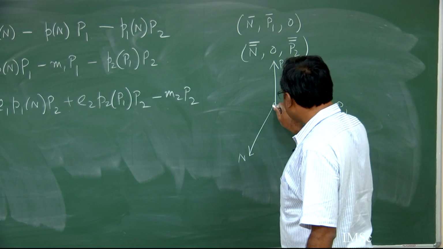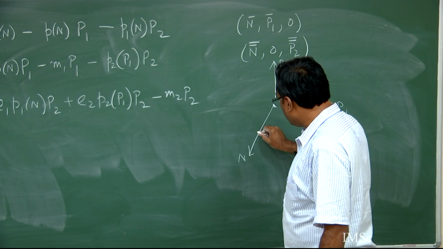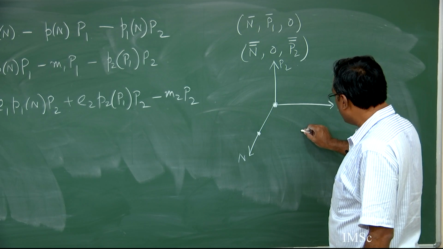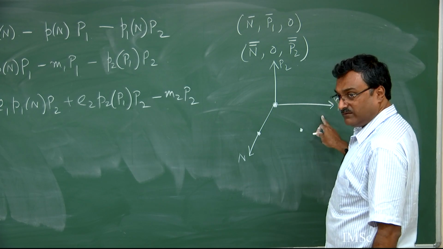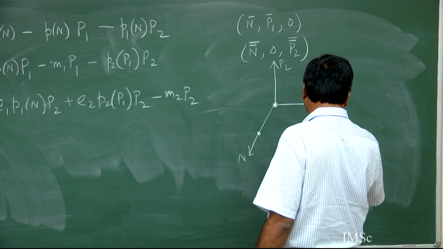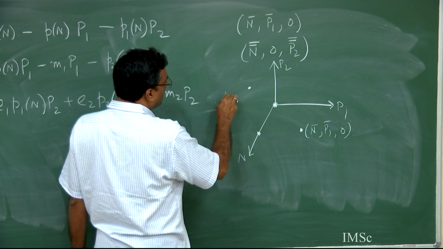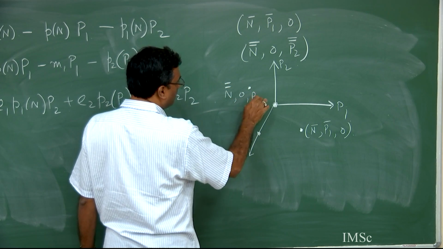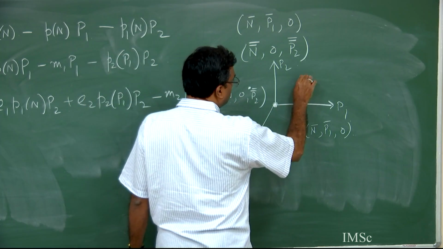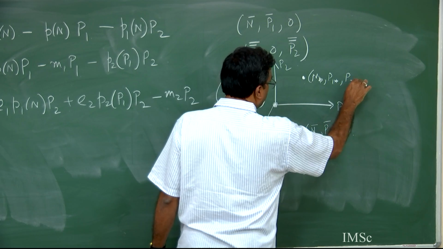So what are the equilibrium points? This is a trivial equilibrium point. Here you will have one equilibrium point on the n axis, then one equilibrium point on the n-P1 plane, so it has the components n bar, P1 bar, comma 0. Another equilibrium is on this particular plane, that is n double bar, 0, P2 double bar. And finally one interior equilibrium point, that is n star, P1 star, P2 star.